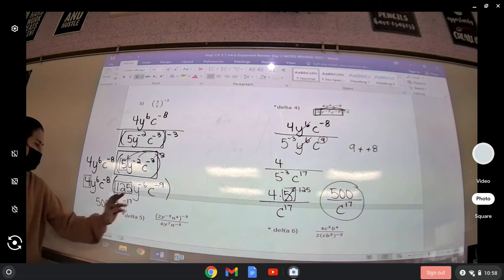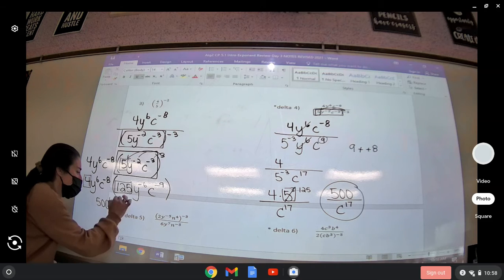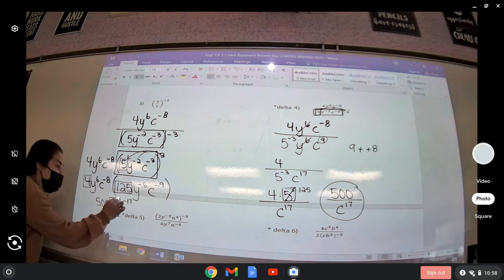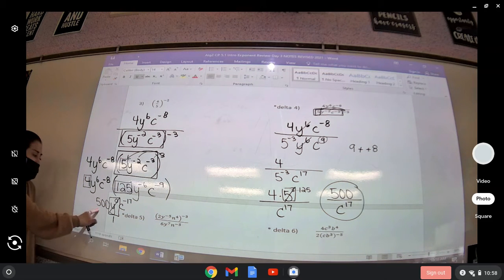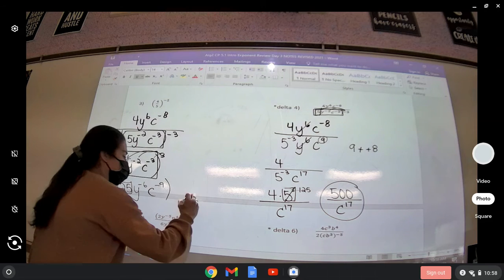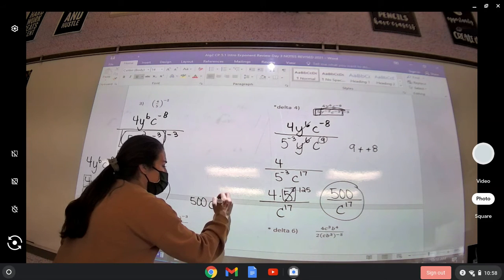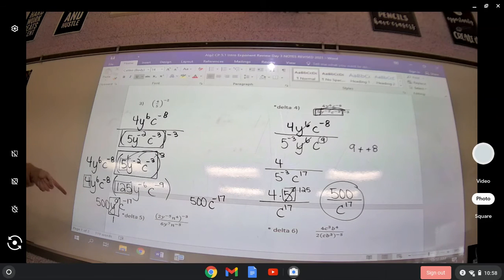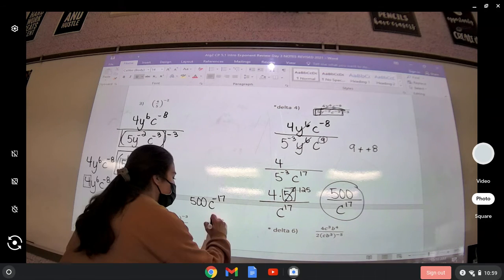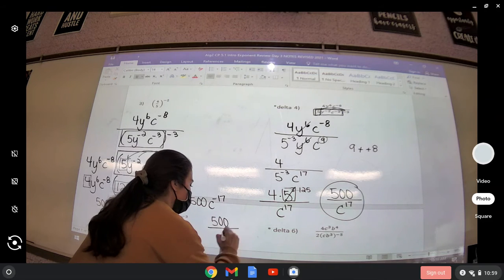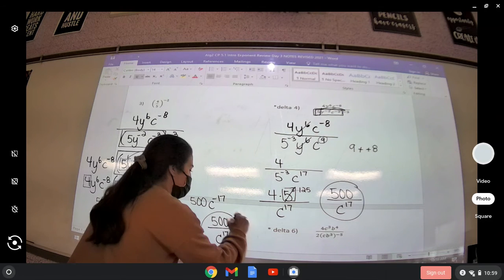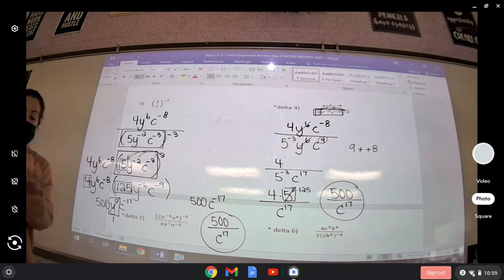So now look at all this. All of this is on top. Guys, who's y to the 0 going to become? 1. So who's 500 times 1? 500. And it's still being multiplied with a c to the negative 17. But guys, I ain't leaving that as my answer. The negative 17 is only on c. So where does c to the negative 17 have to go to become positive? To the bottom. So 500 stays, and you move c to the negative 17 to the bottom. And you get the exact same answer.